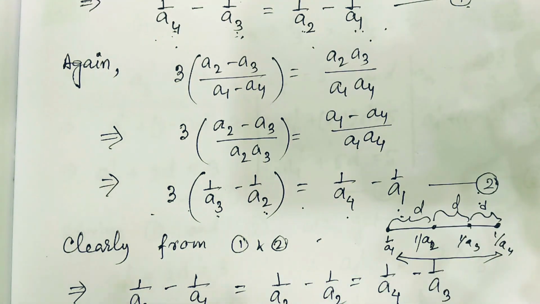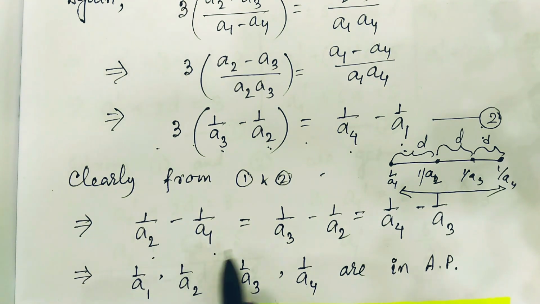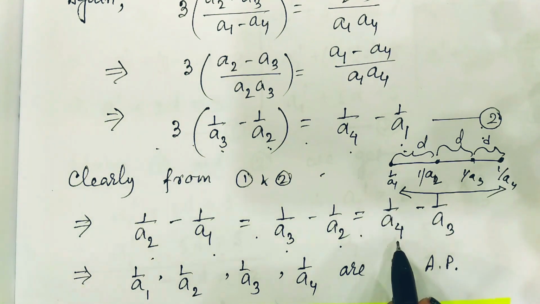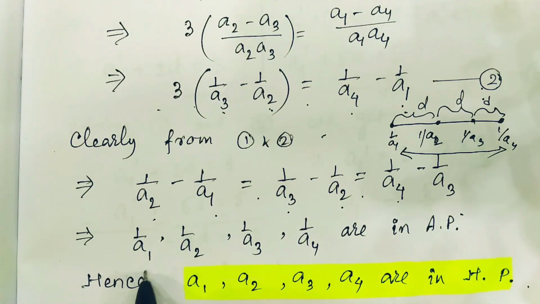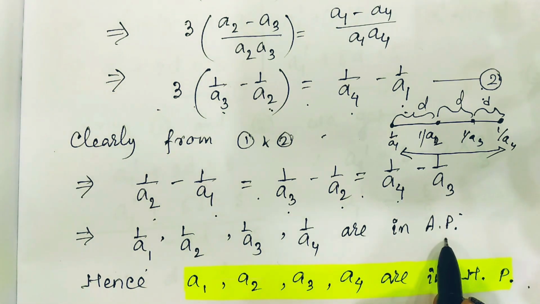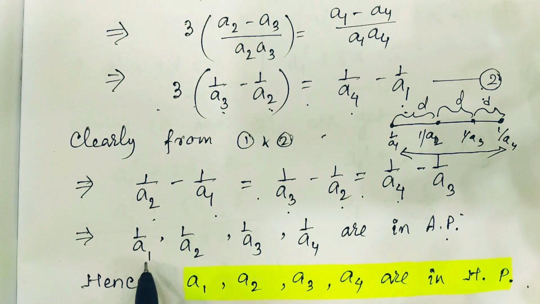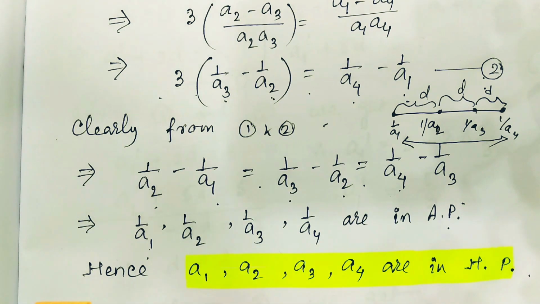So from here it is very much clear that 1 by A2 minus 1 by A1 is equal to 1 by A3 minus 1 by A2, which is equal to 1 by A4 minus 1 by A3. So we can say 1 by A1, 1 by A2, 1 by A3 and 1 by A4 are in AP. And as these are in AP, their reciprocals, that is A1, A2, A3, A4, are in HP. So I hope you understand this proof.